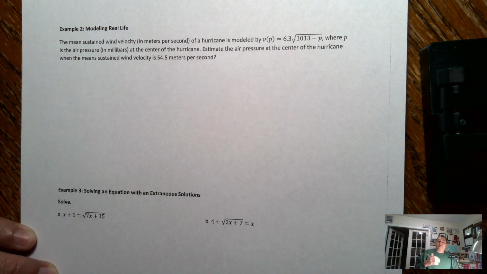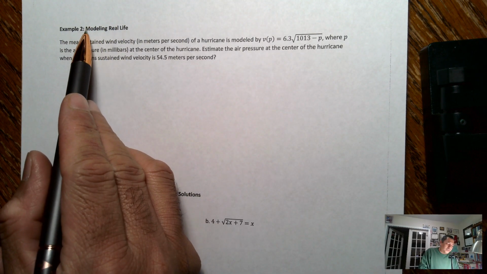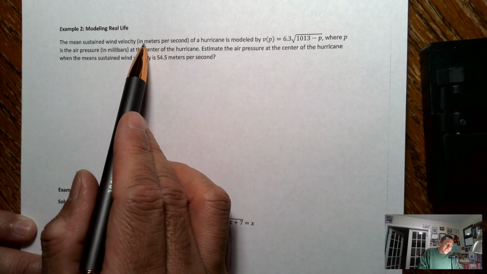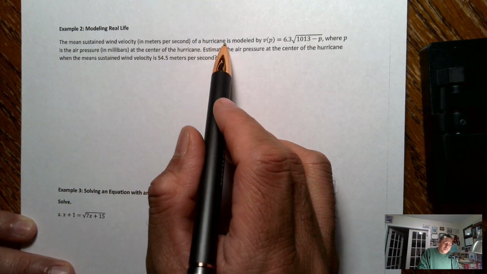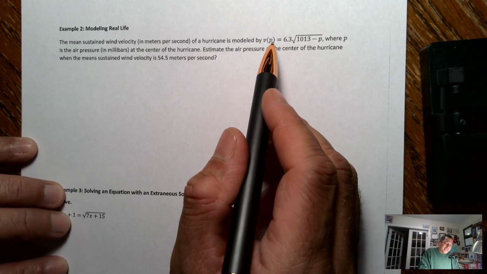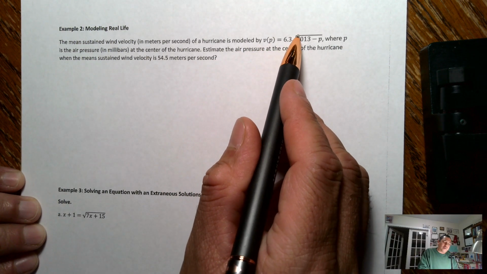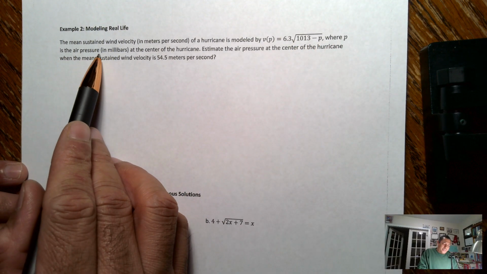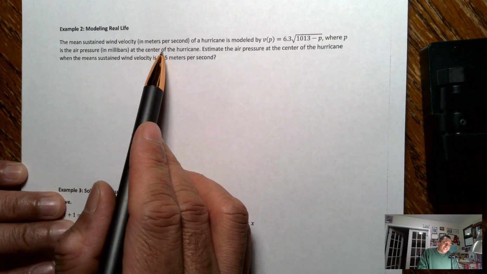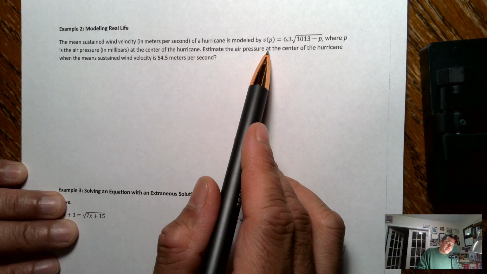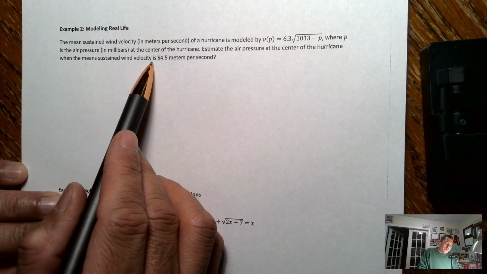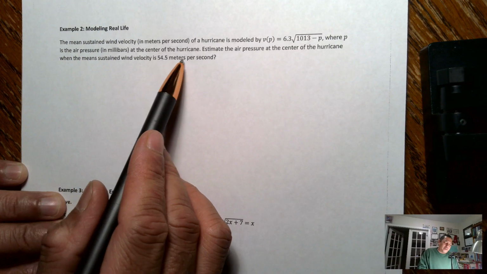We're going to have example number 2. In this case, it is an application, modeling real life. So we have the mean sustained wind velocity in meters per second of a hurricane, modeled by V(P) equals 6.3 square root of 1013 minus P, where P is the air pressure in millibars at the center of the hurricane. Estimate the air pressure at the center of the hurricane when the mean sustained wind velocity is 54.5 meters per second.